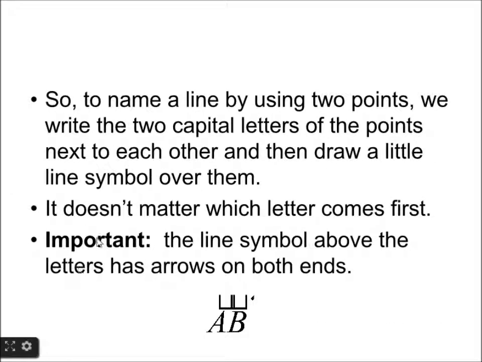To name a line by using two points, we write the two capital letters of the points next to each other and then draw a little line symbol over them, like this. It does not matter which letter comes first. An important thing to note is that the line symbol above the letters has arrows on both ends.